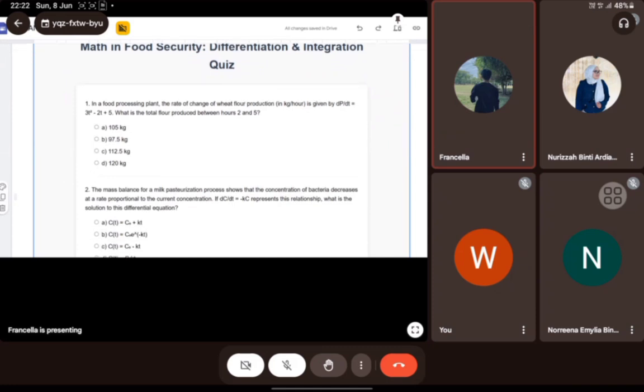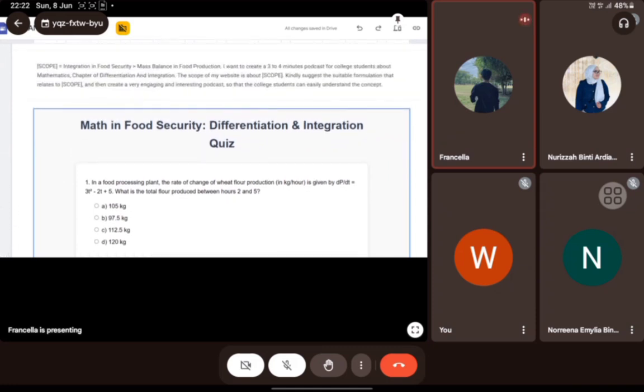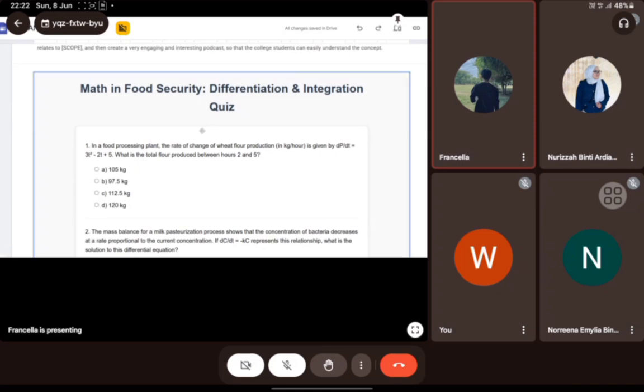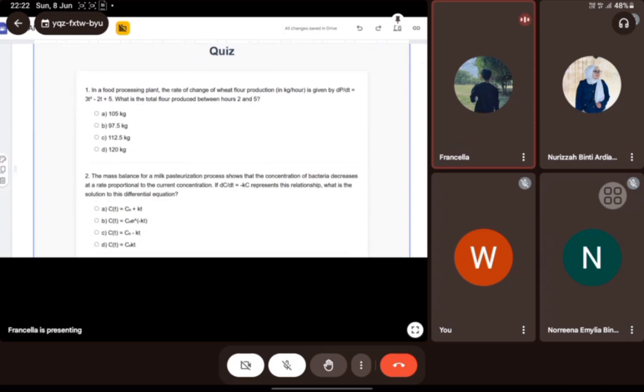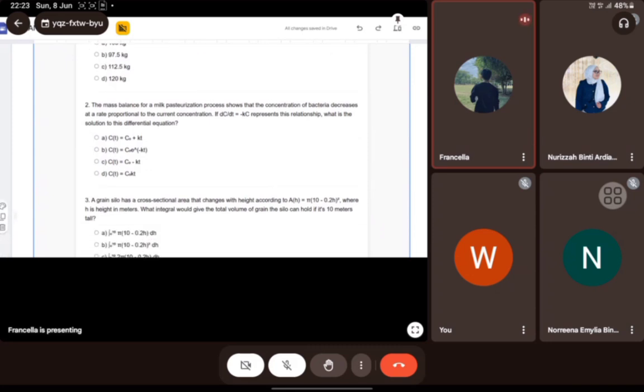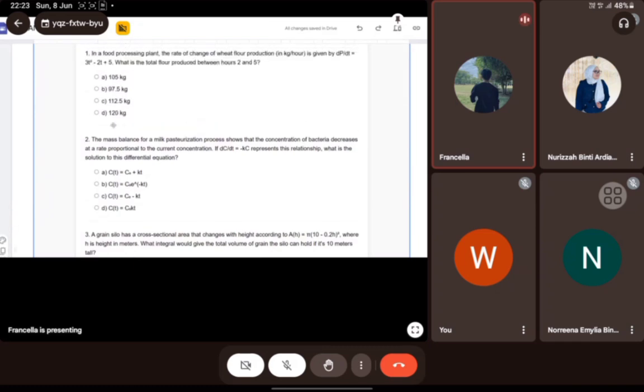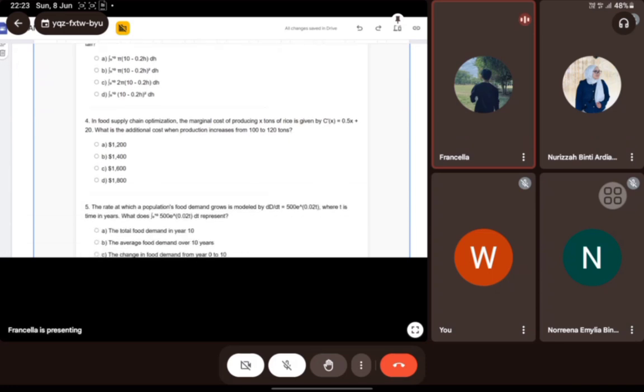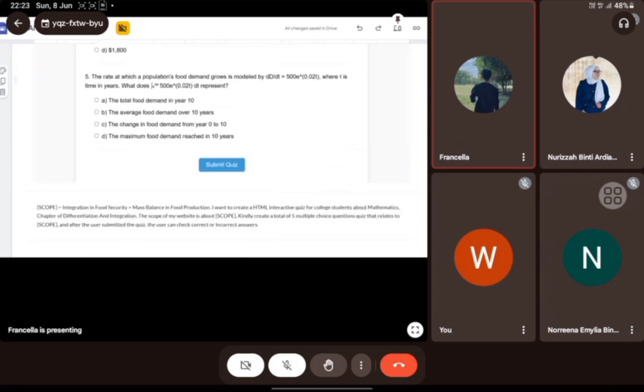Lastly, there is the quiz section. This quiz is created with a total of 5 multiple choice questions. After the user submitted the quiz, the user can check the answers. Yes, the user can check the answers after they submit their quiz.